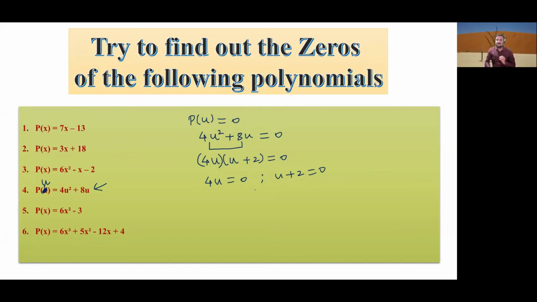Is this step clear to everyone? Yes, sir. Okay, so what we can write from here: u will be equal to 0 and u will be equal to minus 2.